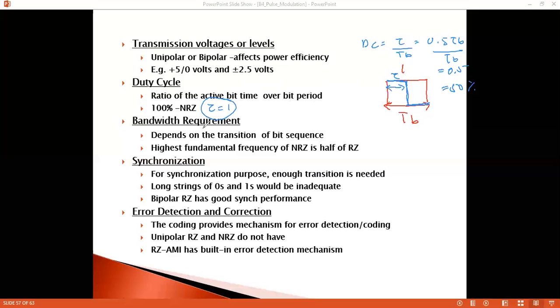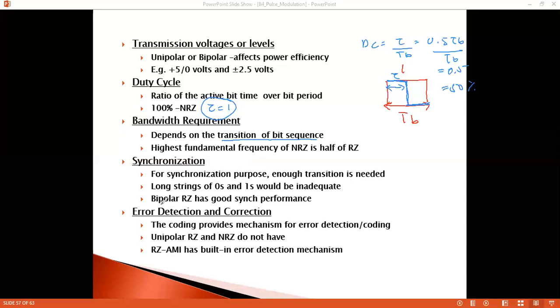Okay, bandwidth requirements. The bandwidth that is required to transmit certain line formats differs depending on the transition of the bit sequence. Okay, I'll show this. And synchronization is, because in digital communication, we have to differentiate bits that belong to a certain period. So what's the current bit, next bit, and so on. If we have long strings of 0s and 1s, there can be a problem of synchronization when we have delay. So basically, how are we going to be able to distinguish certain bits?